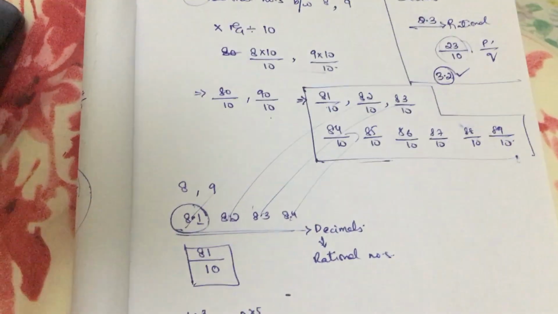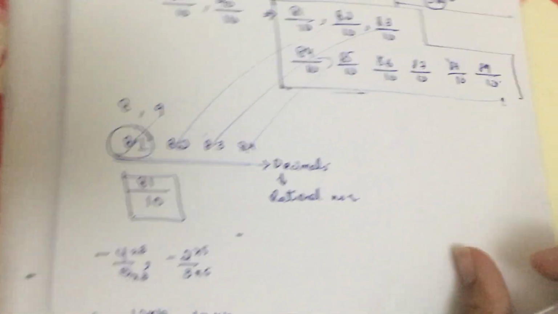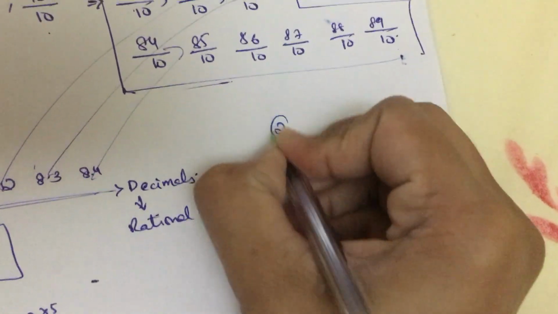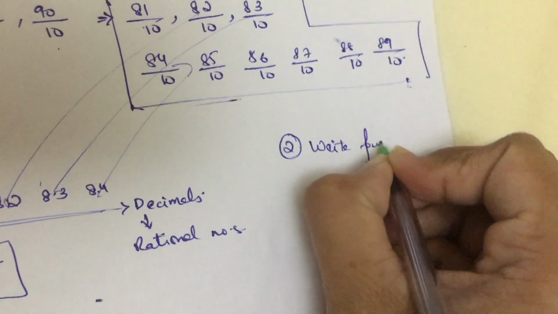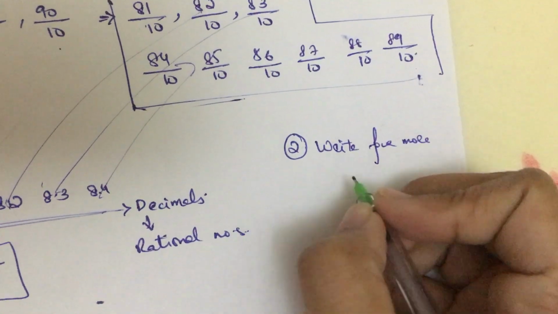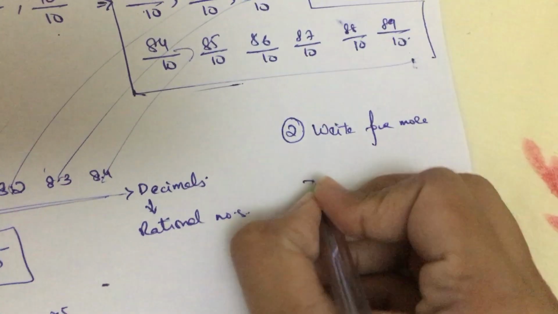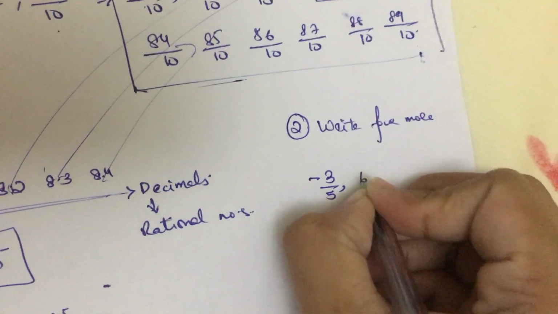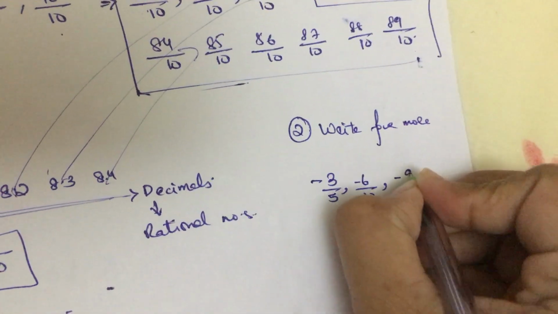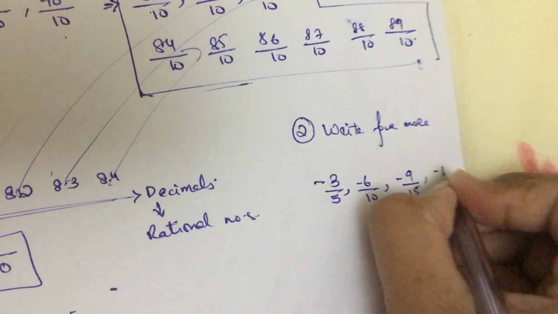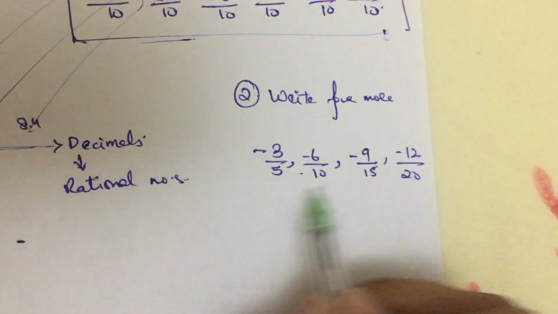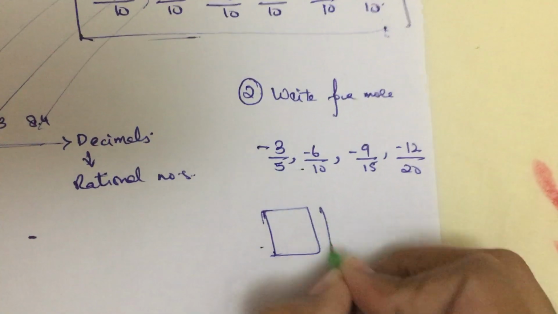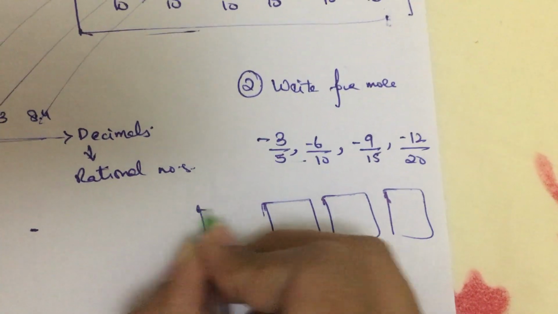Okay. Now, this is the first question. In the first question, you have two types of questions. Those are completed. Going to the second question. It says, write 4 more rational numbers of the following pattern. So minus 3 by 5 is given, minus 6 by 10, minus 9 upon 15, minus 12 upon 20. If you look at this pattern, I need to write 4 more. 1, 2, 3 and 4 more I need to write.